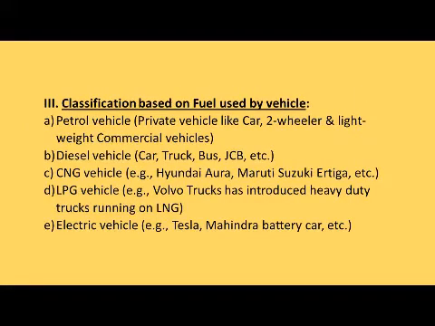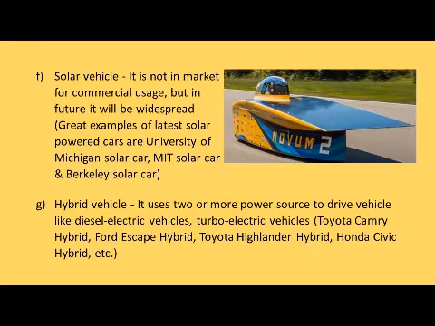Now the next classification, which is based on the fuel which is used by the vehicle. Petrol vehicle. Private vehicles like cars, two-wheelers and lightweight commercial vehicles use petrol as fuel. Diesel vehicle, that is car, truck, bus, JCB, etc. CNG vehicle, example Hyundai Aura, Maruti Suzuki Ertiga, etc. LPG vehicle, example Volvo trucks have introduced heavy duty trucks running on LNG. Electric vehicle, example Tesla, Mahindra battery car, etc.